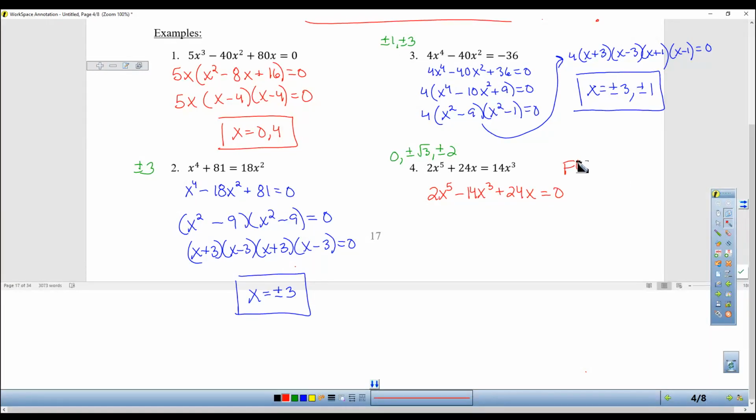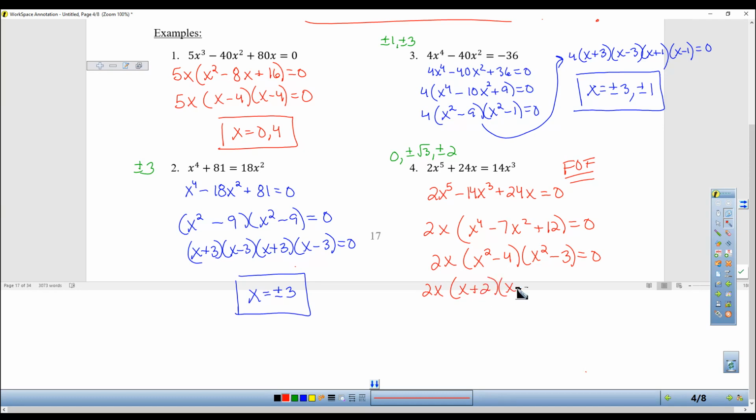Don't forget about factoring out first. I can take out a 2 and an x. That leaves me with x to the 4th minus 7x squared plus 12, which is 2x times (x squared minus 4) times (x squared minus 3). And you can factor this one further, (x + 2)(x - 2). Because there's a minus, I can make 1 plus and 1 minus, and then my inners and my outers will cancel. But I can't factor this one any further.